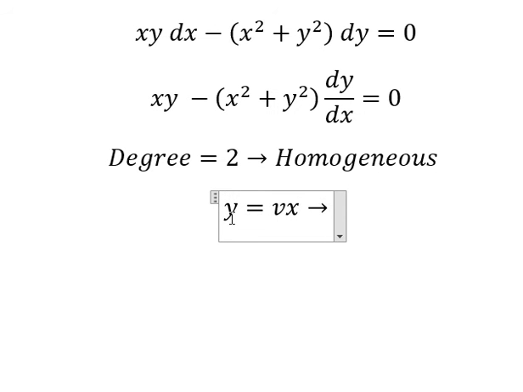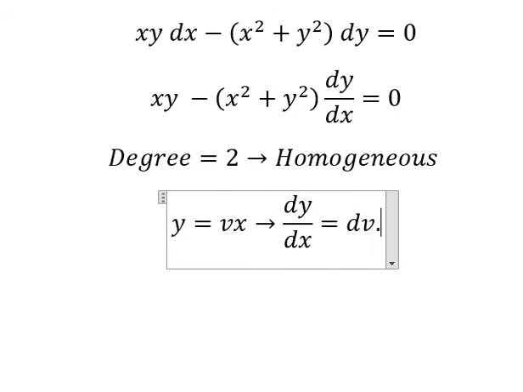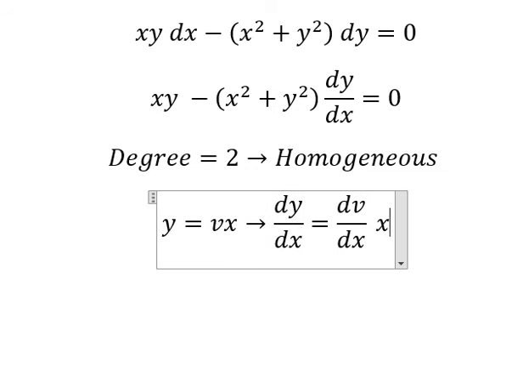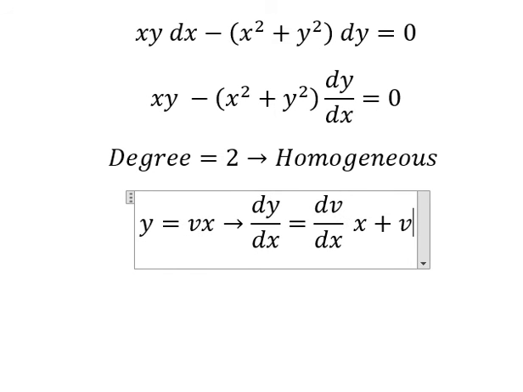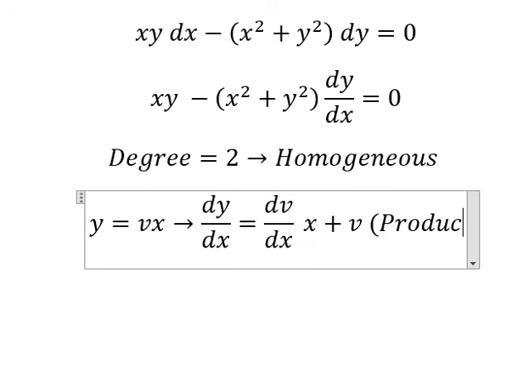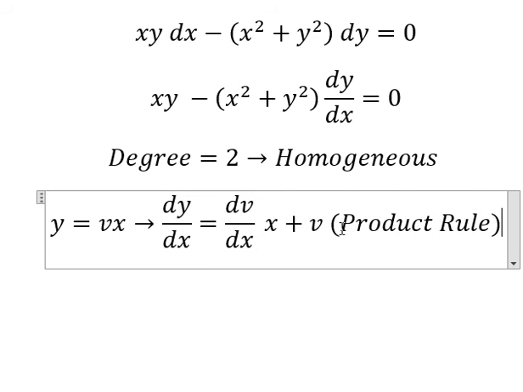Later we do first the derivative for both sides. First the derivative of v, we have dv over dx multiplied by s. Then the derivative of s, you get number 1, so we have v. This is about the product rule of the derivative.